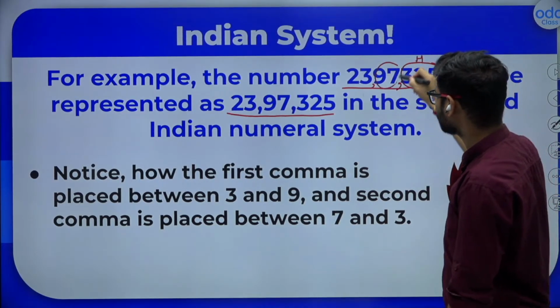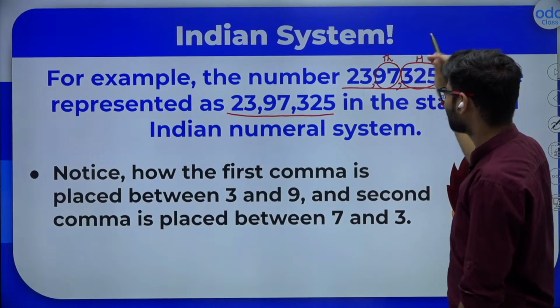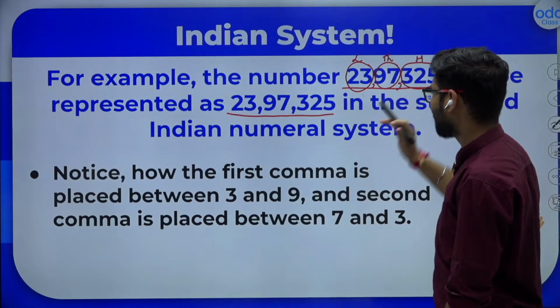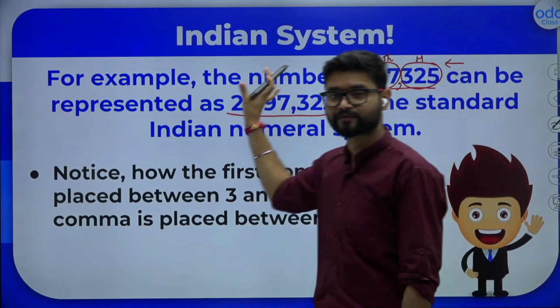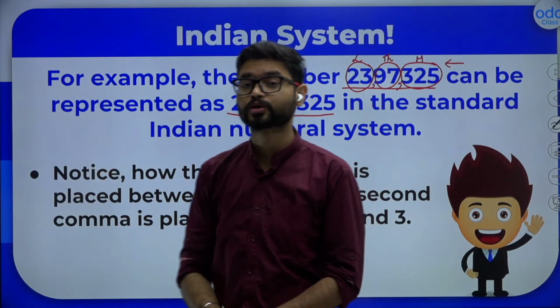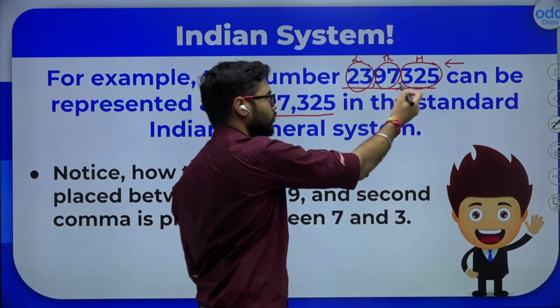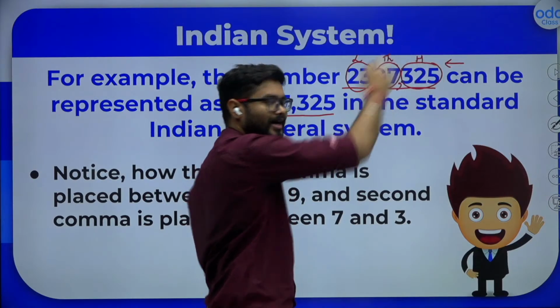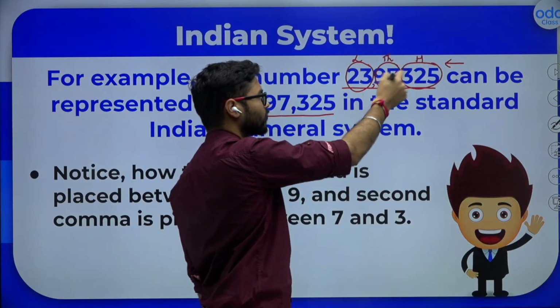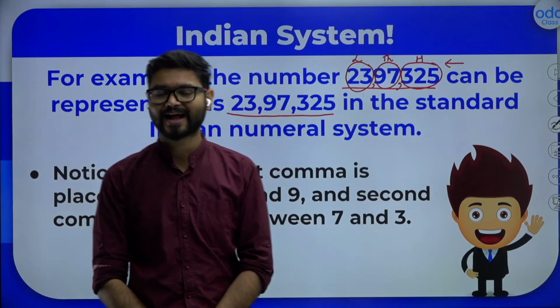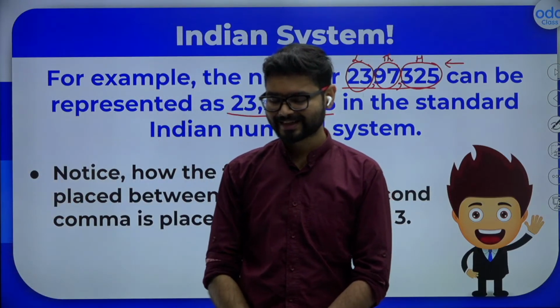These two are going to represent thousands, 97,000. These are going to represent lakhs. And if there are two more numbers in front of that, they will be representing crores. That is the reason why we start after 3, so that this can be included in hundreds, then after 2 for thousands, after 2 lakhs, and after 2 crores. That is the reason.